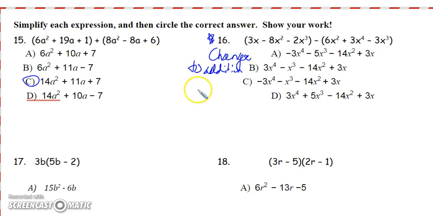Change to addition by distributing the negative. I apologize for my handwriting. I will practice that so you can read it better in the future. So what you do, I'm going to distribute this negative. Now what happens when you distribute a negative?